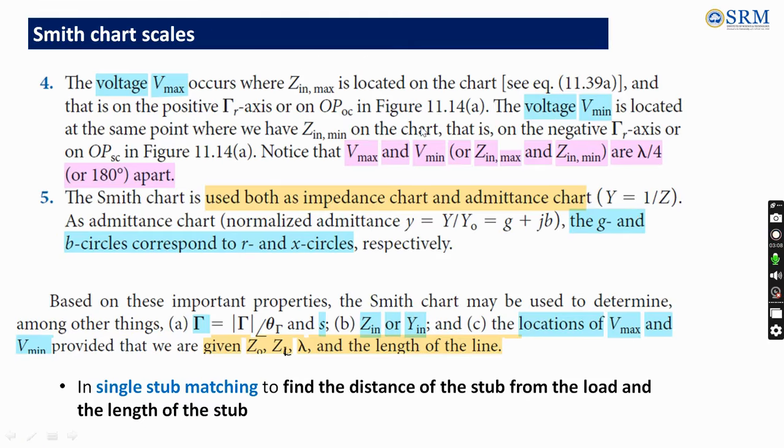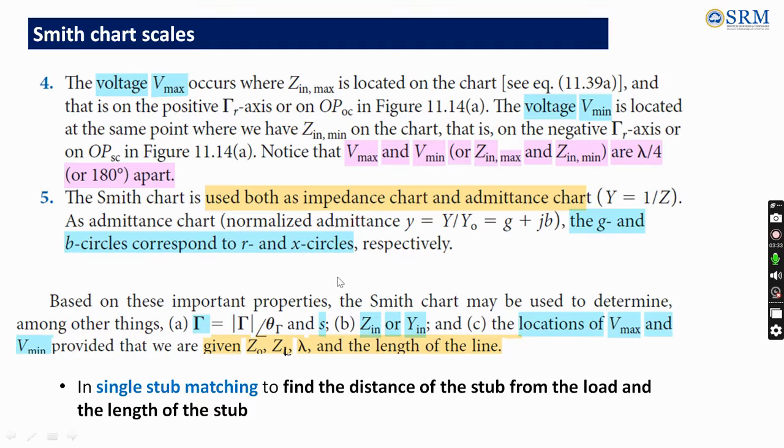And we should note that the Smith chart can be used as both an impedance and an admittance chart because of the reciprocal relation between them. In the admittance chart, we represent the normalized admittance as Y divided by Y naught, which is equal to conductance G plus susceptance jB. This corresponds to the R circle and X circle that we saw in the impedance chart.